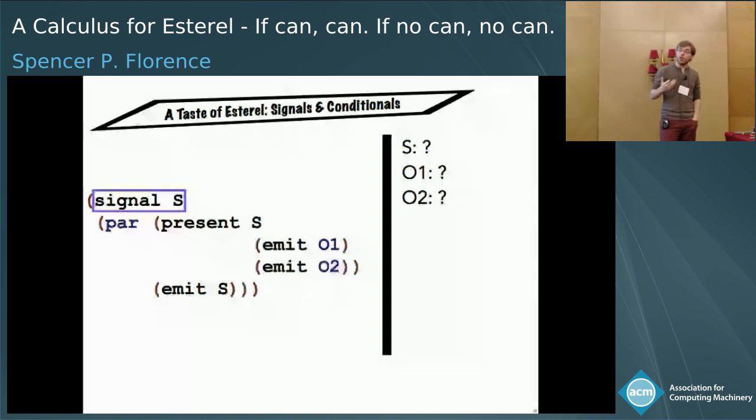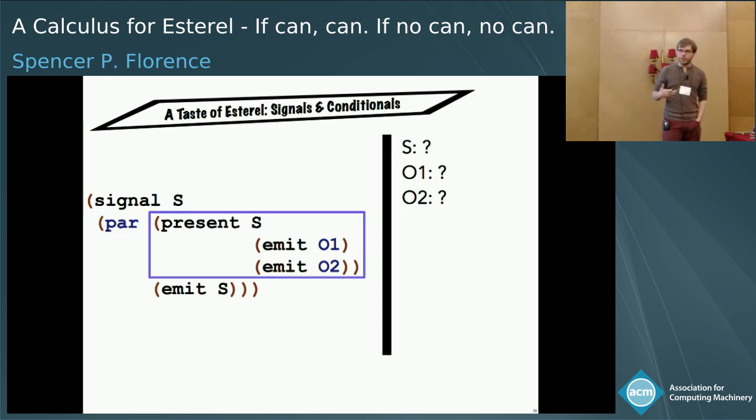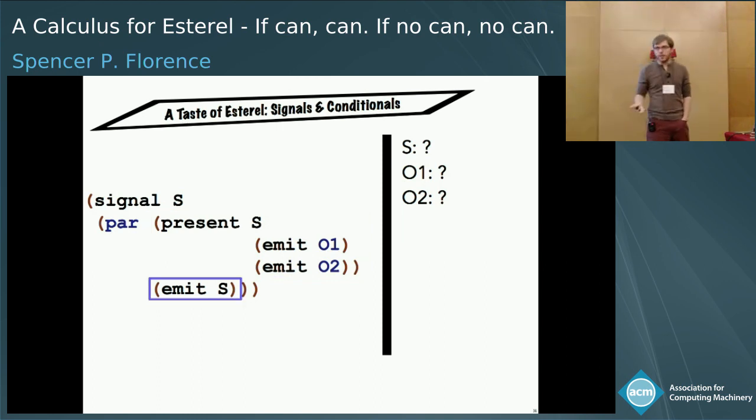So this program has one local signal S, and it has two subportions of the program that are composed concurrently. The first portion is going to look at that signal S and emit some signal to the outside world based on whether S is present. So if S is present, then it will send O1 to the outside world. Otherwise, it will send O2. And the second portion of this program just emits S.